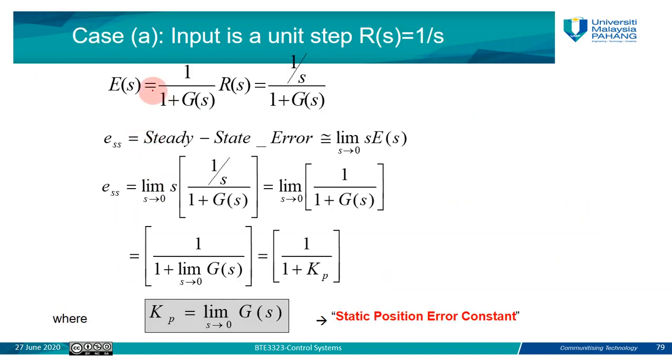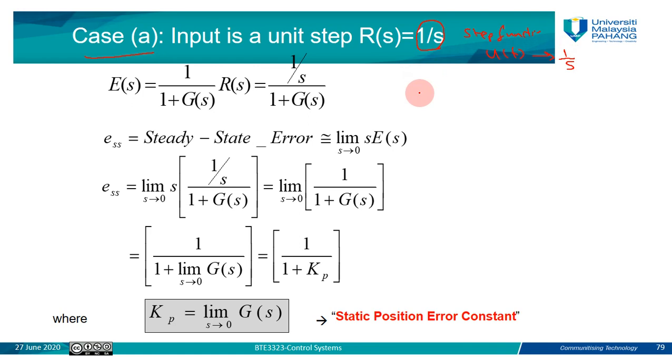The first case here, case A; actually we have three cases: case A, case B, case C. For case A, our input function is R(s) equal to 1 over s. This is the step function input, u(t), and its Laplace transform is 1 over s. So this is the first case.